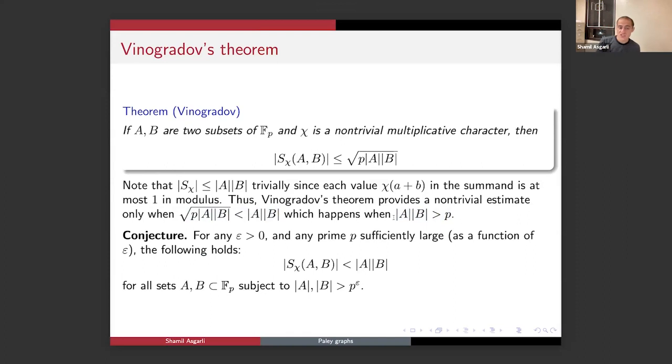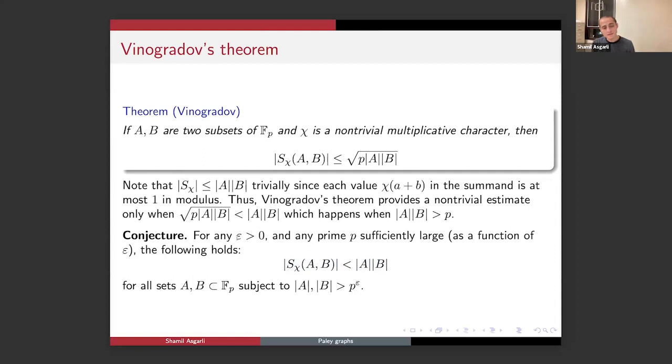And here is a conjecture in the field. As far as I know, it's widely open. The conjecture says that there's always cancellation in the character sums. If there were no cancellation, you would expect to get |A| times |B|. But this is saying that you have strictly less than |A| times |B| for the size of the character sum.